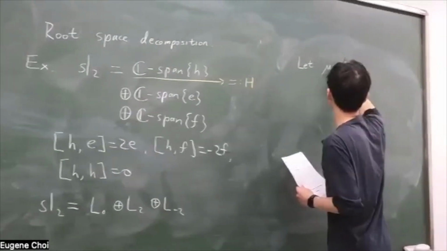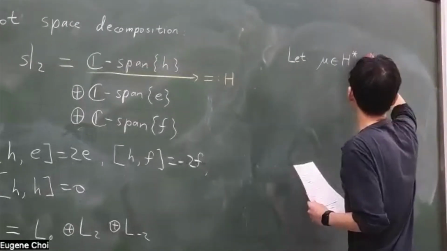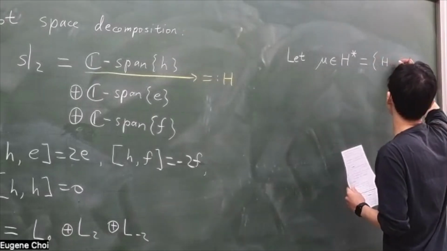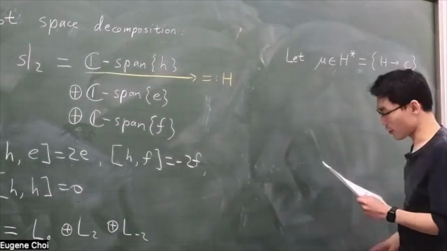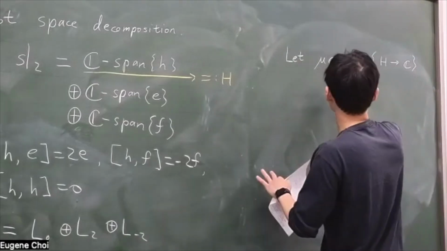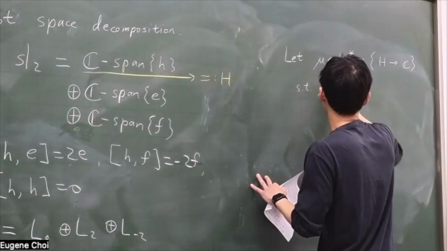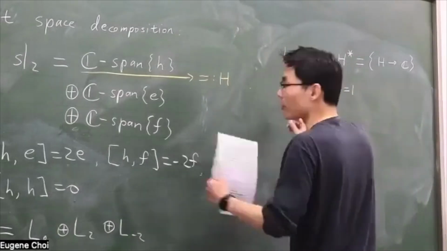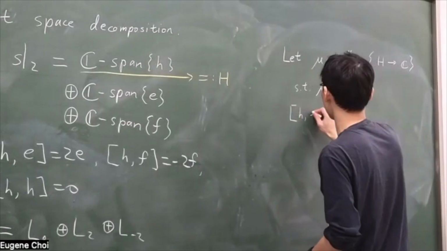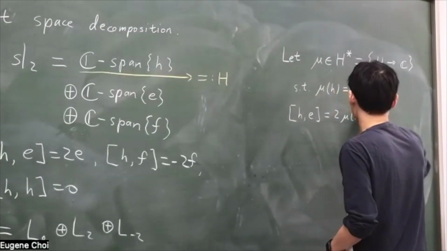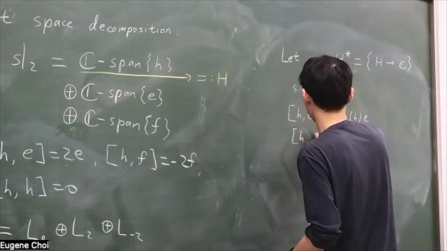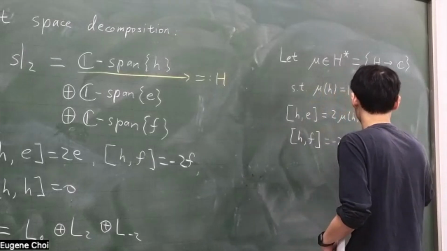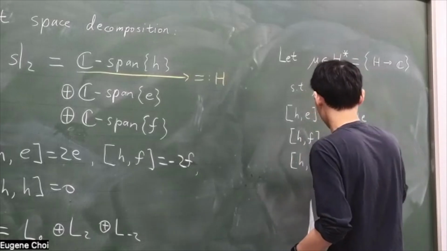In a slightly fancier way, we can define something called mu in H star, where H star means the space of maps from H to C. So it's kind of like the dual vector space, such that mu acting on H is 1. Now these three commutators I can rewrite as [H, E] is 2 mu of H times E, [H, F] is minus 2 mu of H times F, and H, of course, commutes with itself.